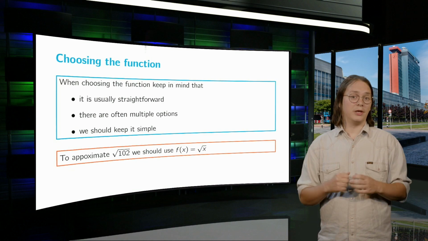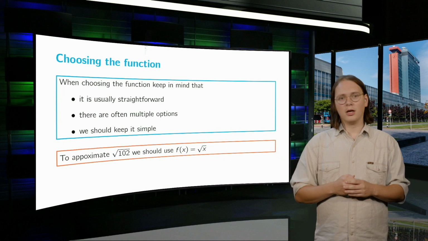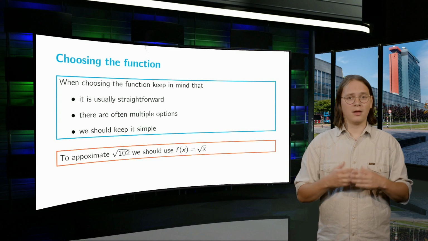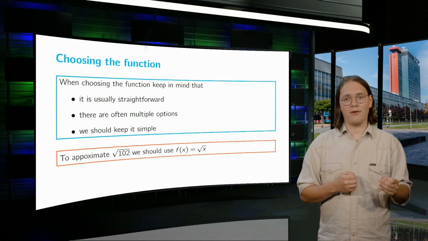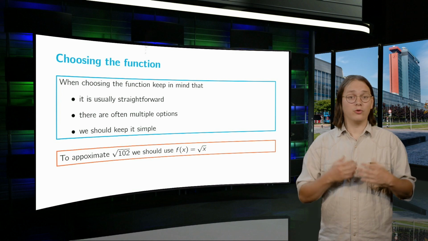The function is usually rather straightforward. For instance, in the case of square root of 102, we may clearly use the function f of x equals square root of x. Then we may approximate the value of f at x equals 102 to obtain the approximation of square root of 102.